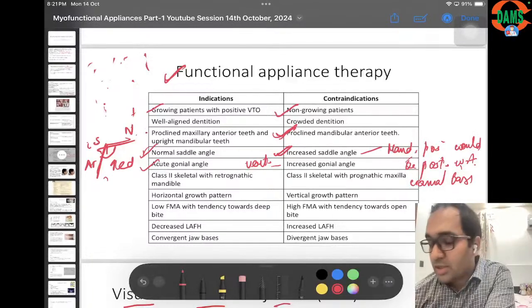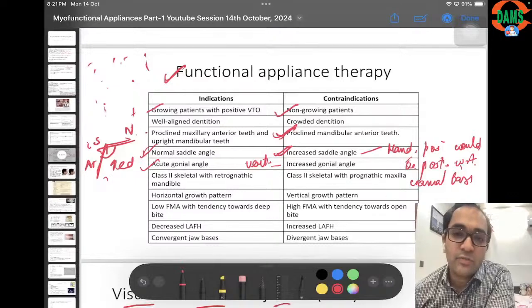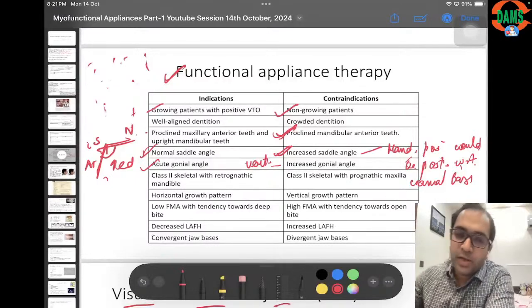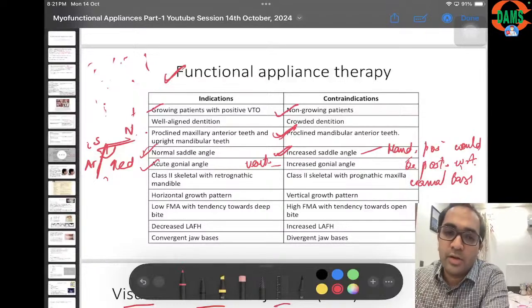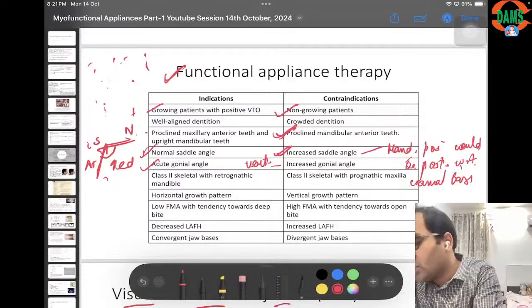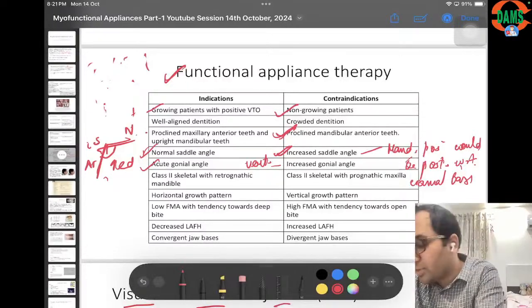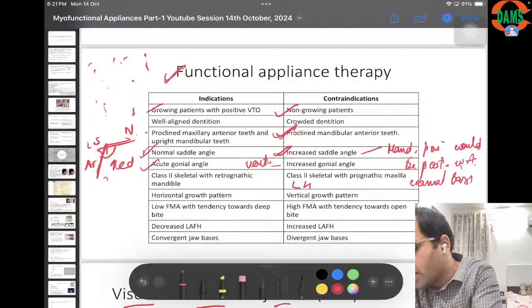Okay, so it's again a contraindication for functional appliance therapy. Next is class 2 skeletal base with retrognathic mandible. Okay, and a class 2 skeletal with prognathic maxilla is not an indication of functional appliances. इस केस में हमें जाना पड़ेगा orthopedic appliance, that is a headgear.